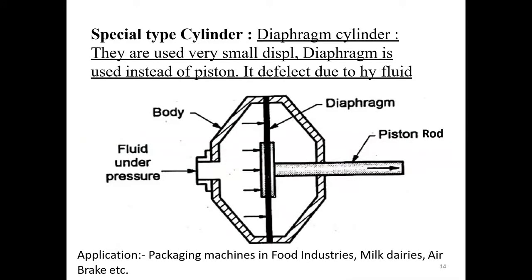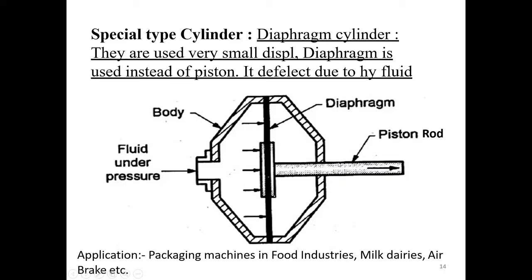So the special type cylinder, which is diaphragm cylinder, when we require very small linear motion, at that time we are going to use the diaphragm cylinder. This diaphragm cylinder is used for very small displacement. Diaphragm is used instead of piston. It deflects due to hydraulic fluid. When hydraulic fluid comes from this side, then this diaphragm goes in downward direction or towards right direction. This piston moves out. And when we remove the force of hydraulic oil, then diaphragm comes to its original position, and this connecting rod, piston rod, moves inside.